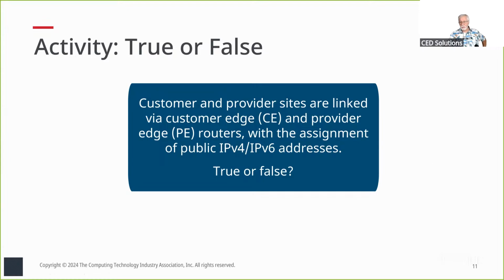All right, a quick true false here for you, sir. Customer and provider sites are linked via customer edge and provider edge routers with the assignment of public IPv4, IPv6 addresses. What do you think?